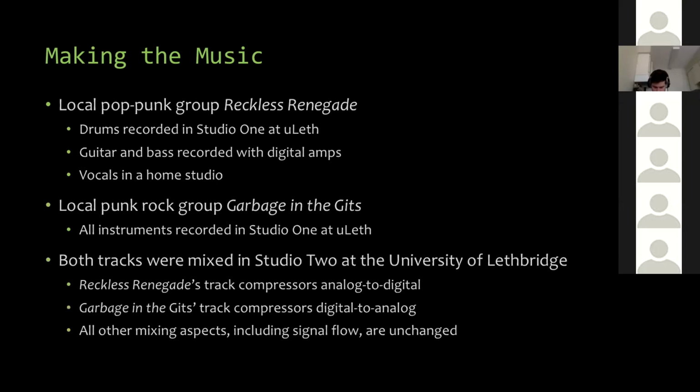Both tracks were then mixed in Studio 2 at the University of Lethbridge, with Reckless Renegade being mixed using the analog Distressors and then converted digital to the digital plugins at the end of the mix process. Garbage in the Gits was mixed with digital compressors and the settings were then converted to the analog units after the mix process.